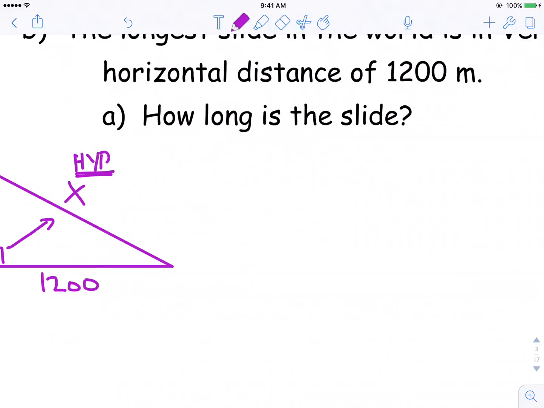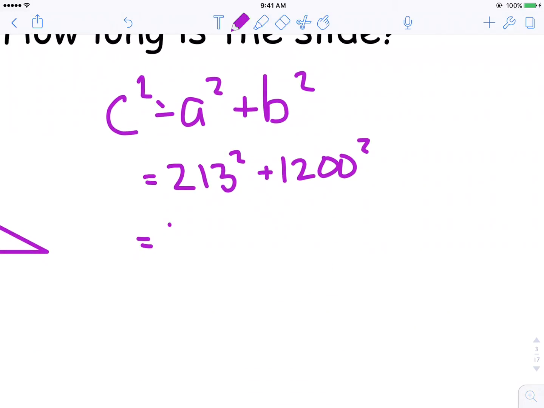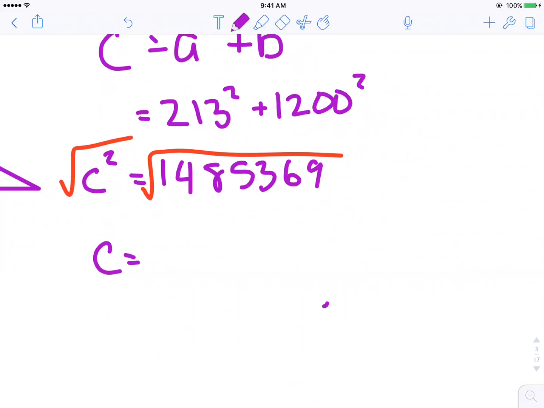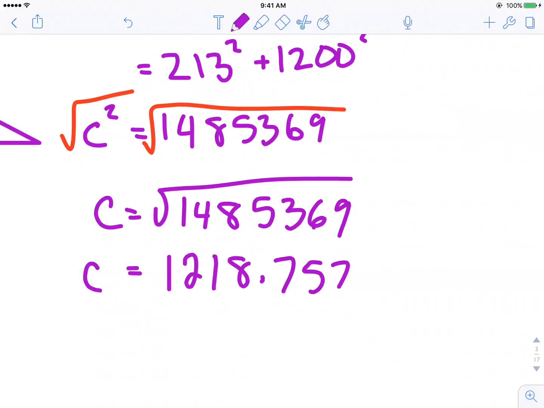I use my Pythagorean theorem. C squared is equal to A squared plus B squared. A and B are the legs, 213 squared plus 1,200 squared. Start to punch that into your calculator. You get 1,485,369. That is C squared. If I want C, I have to take the square root of that. C is equal to the square root of that, which is 1218.757. The slide is about 1,218 meters long.